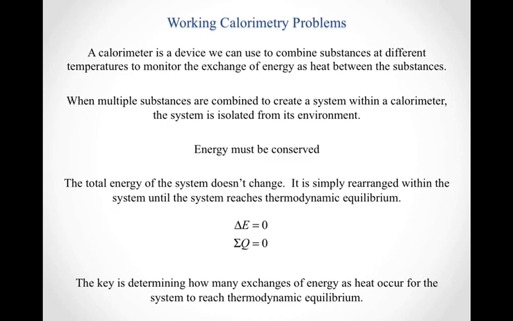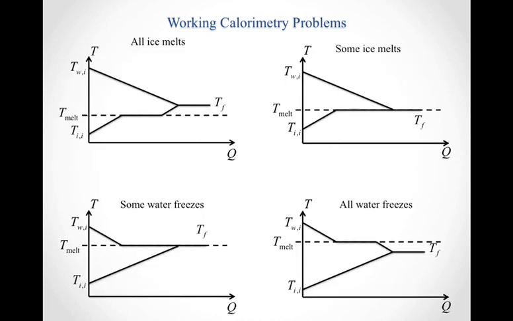And so as a simple example, we can start with just combining ice and water. What you see here are four different plots. What can happen when we combine ice and water inside a calorimeter? The vertical axis on all these plots is showing the temperature. The horizontal axis is showing the energy that's being exchanged as heat.